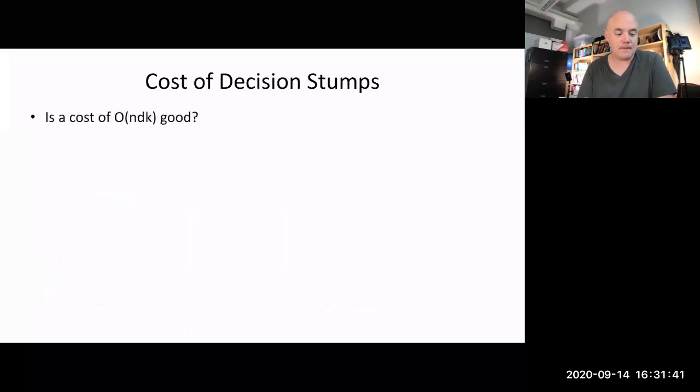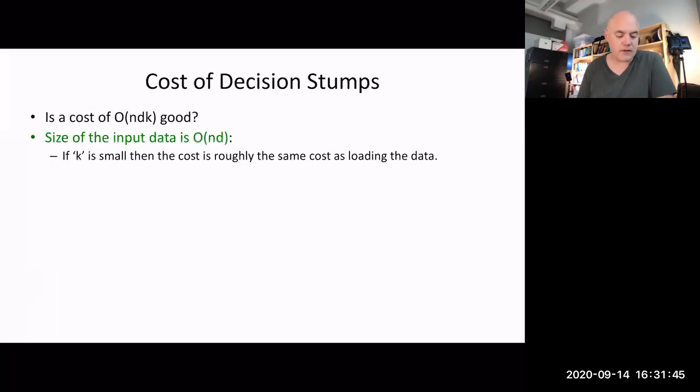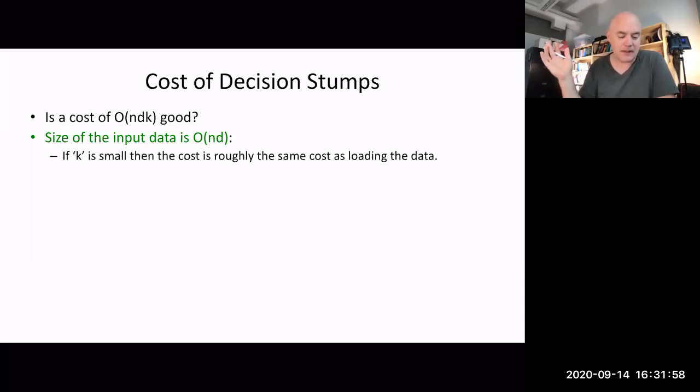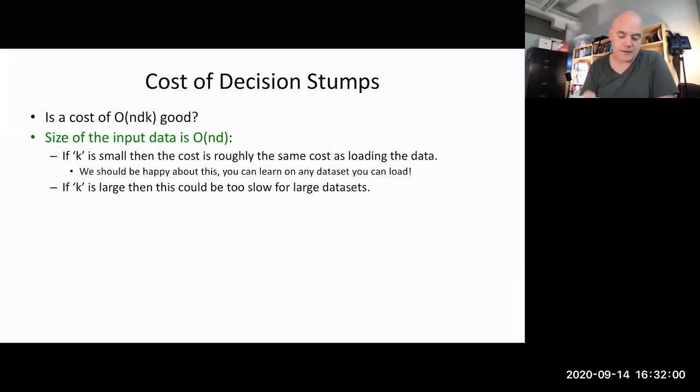Okay, cool. Is that good? That's an interesting question. In some sense, it's pretty cool because the size of the input data is big O n d. You have n rows and d columns. In order to load that in, you have to actually do n times d operations of some kind. So if k is small, you're golden. That's about as fast as you can possibly go.